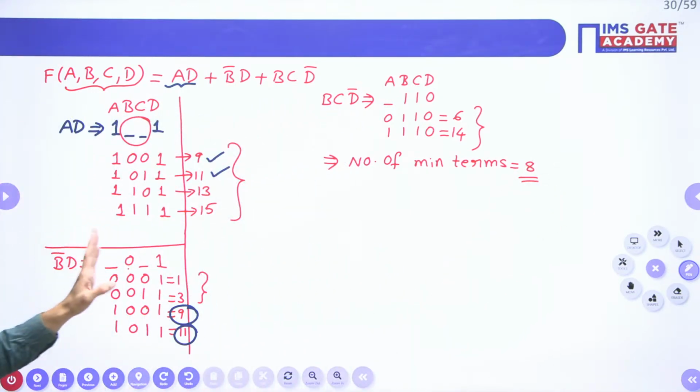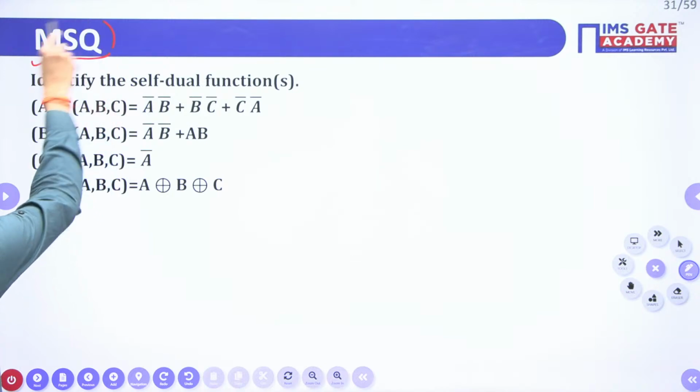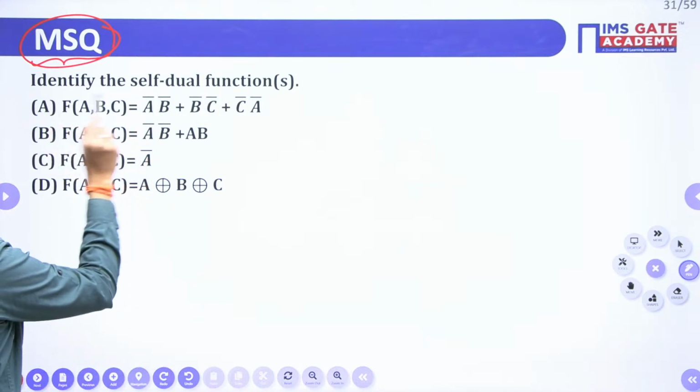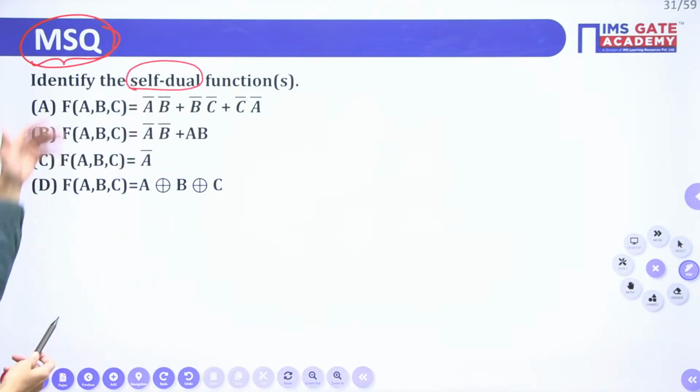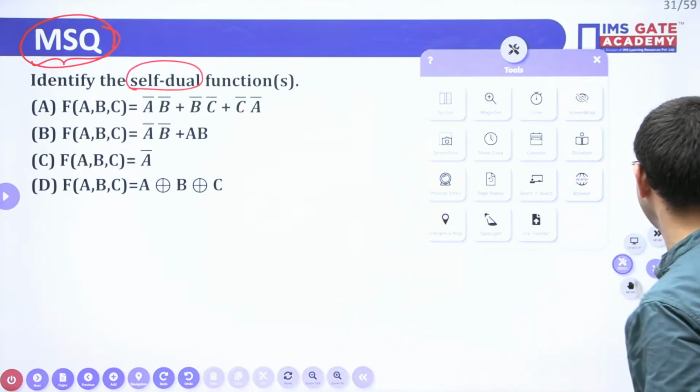I hope it is clear for everyone regarding this shortcut method. Now this is a very interesting question. All of you give a try. This is an MSQ question. That means either one option or more than one option can be correct. Here they have given 4 choices. You have to identify among these 4 options which are self-dual functions. This is a very, very interesting question. All of you give a try.